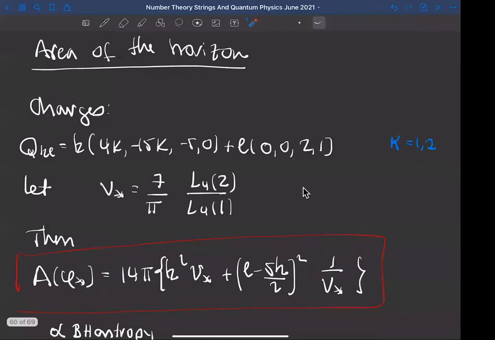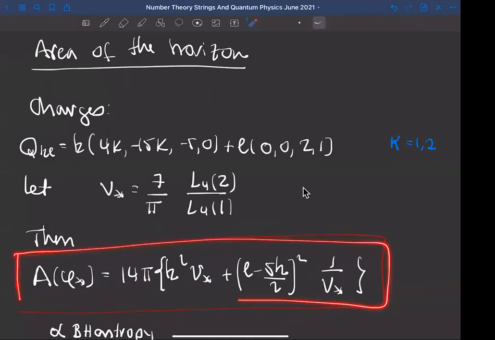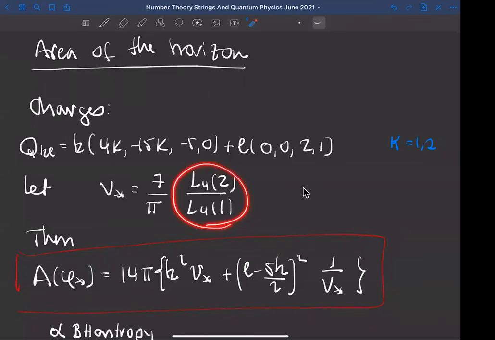You can also use an attractor mechanism. You have a black hole, and you can compute the area of the horizon, right? So then you can set up your charges, integers, kappa here, which can be one or two. And if this v star is the ratio of these critical L values, what you find is that the area is given by a formula that involves these critical values of the L function. And of course, that is proportional to the black hole entropy. Right, so this is basically what I wanted to say today about the arithmetic of black holes.